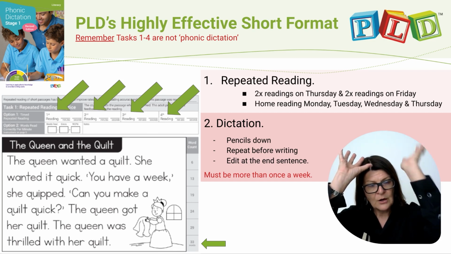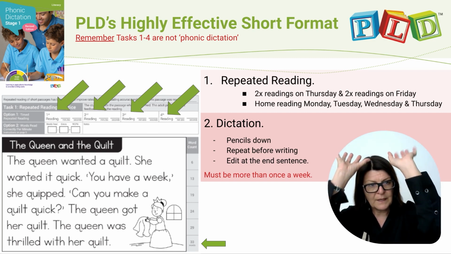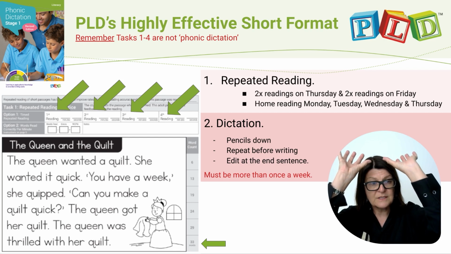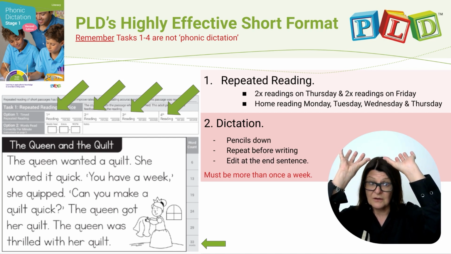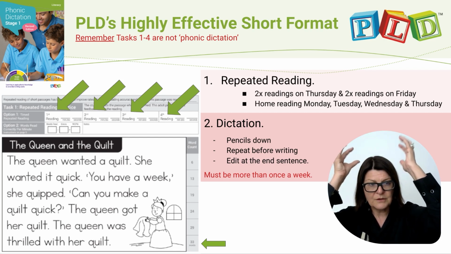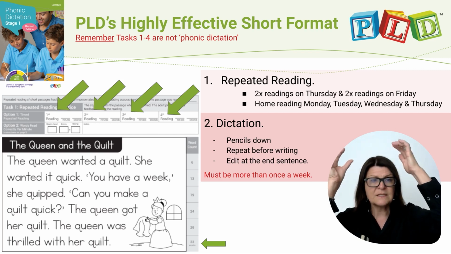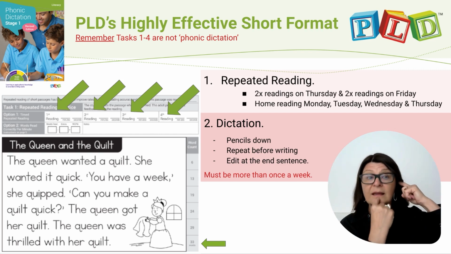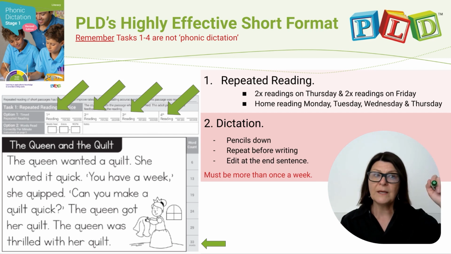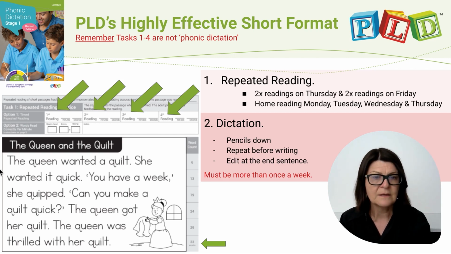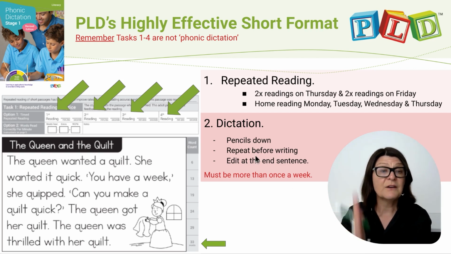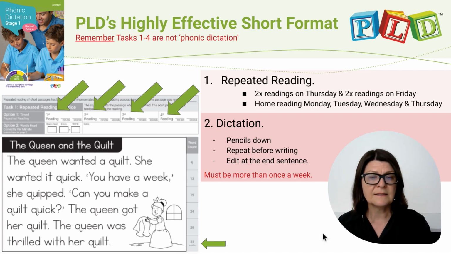You're going to repeat 3 words, 4 words, 5 words. If they're quite strong, you're going to give them more auditory information. You're going to repeat it 3 times. They're listening, they need to speak it back, and then they pick up their pencil and they write it. You can edit it at the end of every sentence, or you can edit it at the end of the passage.